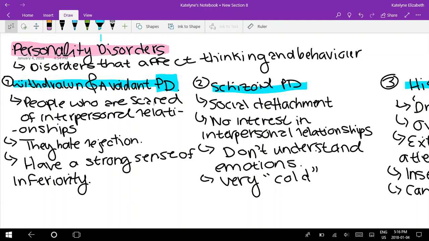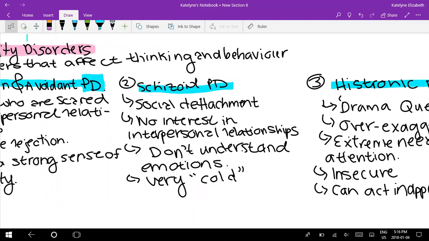The next one that we're going to be talking about is schizoid personality disorder. It has a pervasive social detachment, so they have zero interest in interpersonal relationships. They are very cold and they do not understand emotions very well. They also participate in solitary activities, and they are shown to have very limited emotions. So basically, that's what defines schizoid personality disorder.